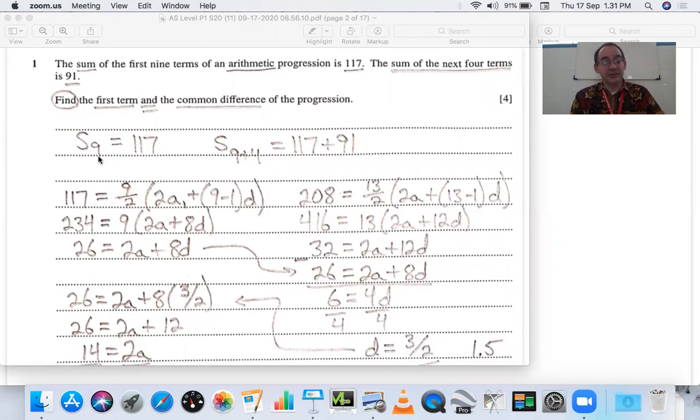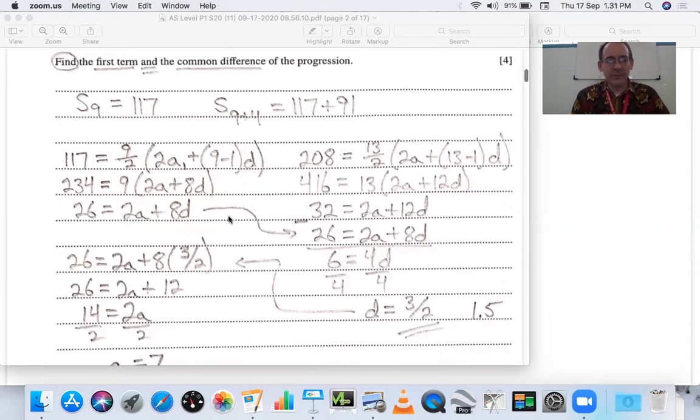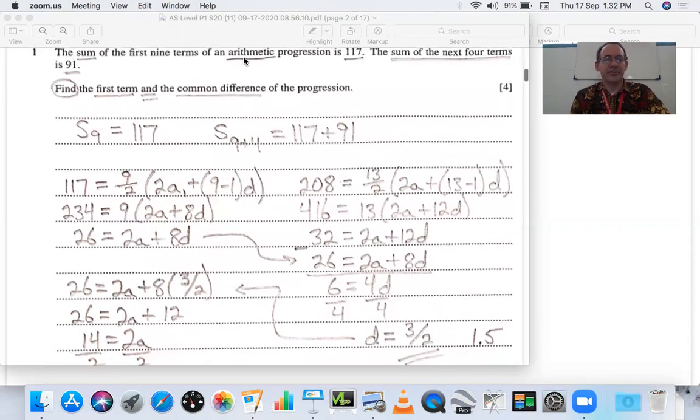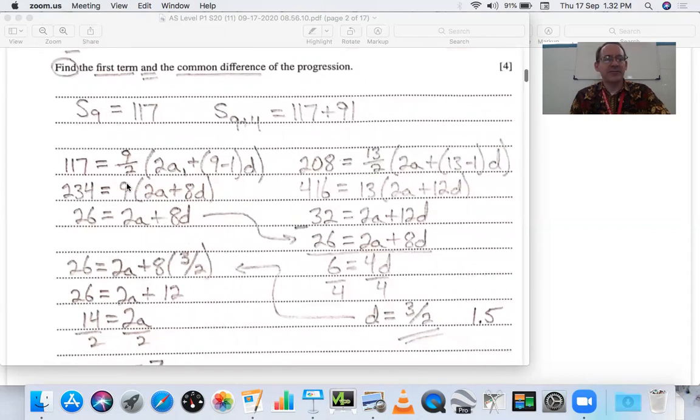Here's the sum of the first 9 terms, which is 117. The sum of the next 4, so if we take the 9 plus the next 4, that would give us 117 plus 91. Here is your formula. It's in your formula sheet that Cambridge provides, and this is your formula for summation of terms for the arithmetic progression. So we have 117 equals n over 2, n being 9, parentheses, 2 times the first term, which we don't know yet, plus n minus 1 times the difference.